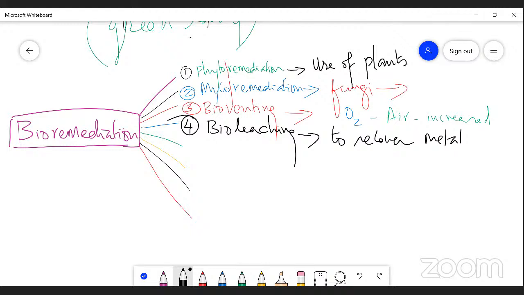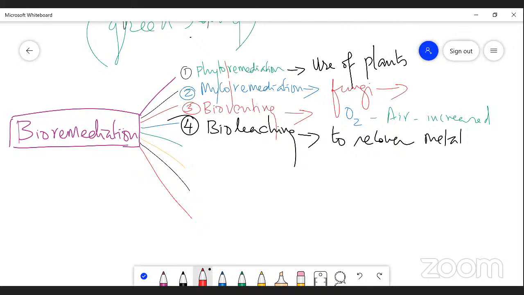So bioleaching is a process by which heavy metals are removed or recovered from the contaminated site. As a result, after removal of the metal from the environment, the land or area becomes clean land. So it is also known as bioleaching: recovery of some metal or heavy metal in the polluted land, in the polluted site. That is called bioleaching.